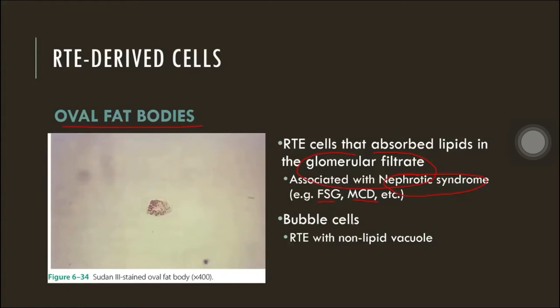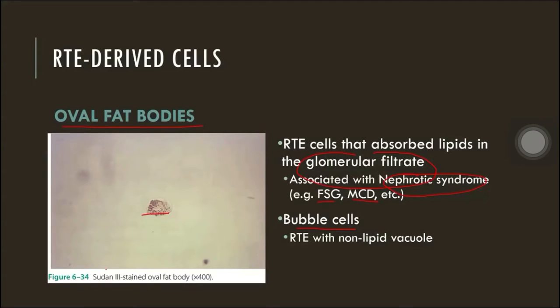Next, we have bubble cell. Okay, so bubble cells naman. So this is an example of oval fat bodies. Okay, so before going to bubble cells, how will you confirm the presence of an oval fat body? By performing fat staining or polarizing microscopy.